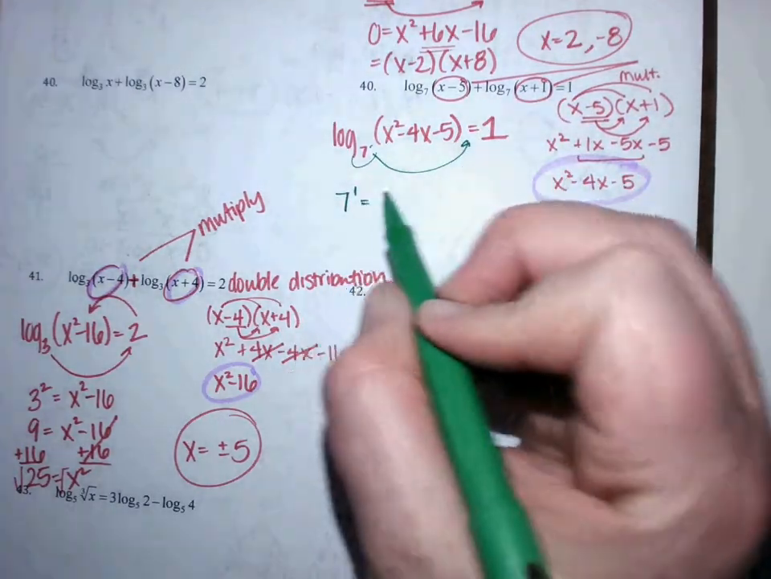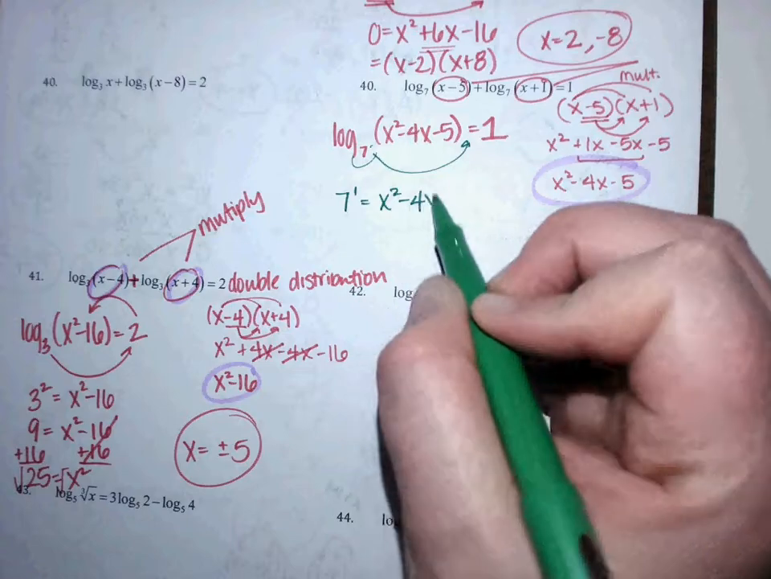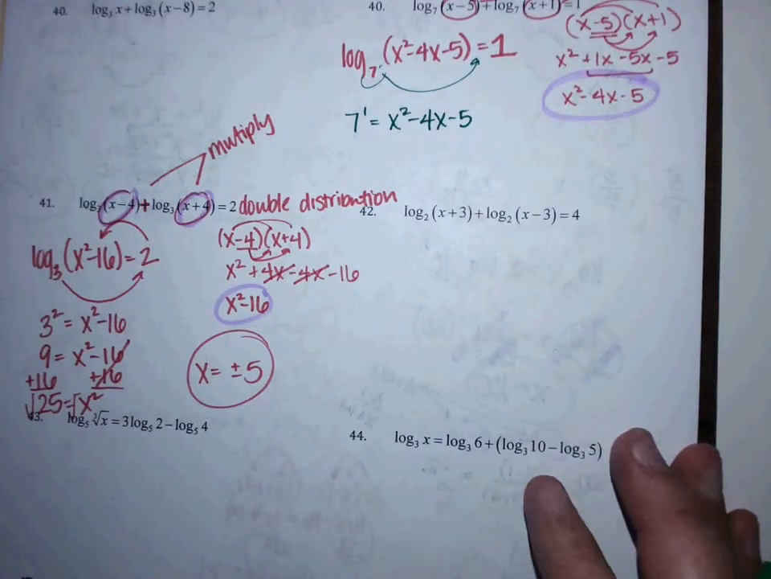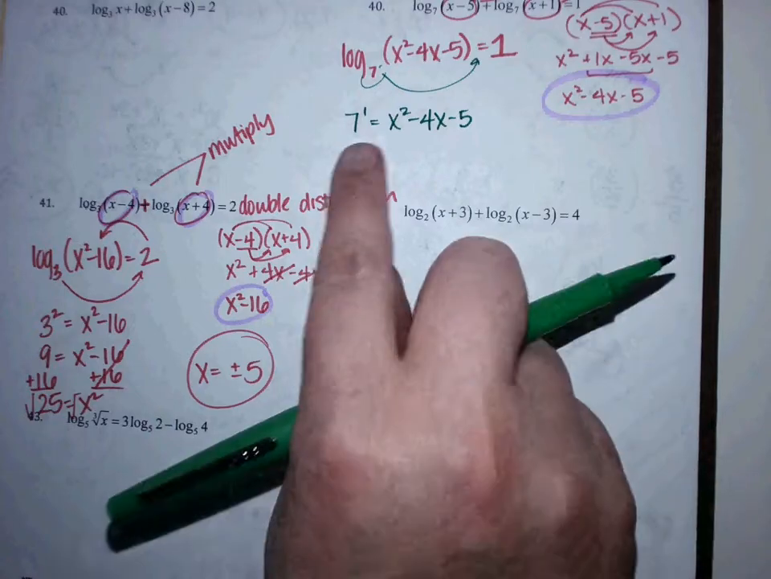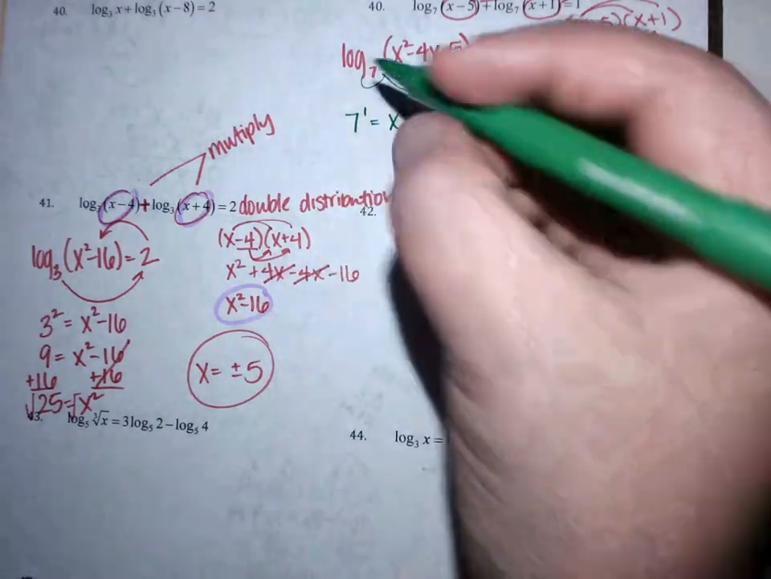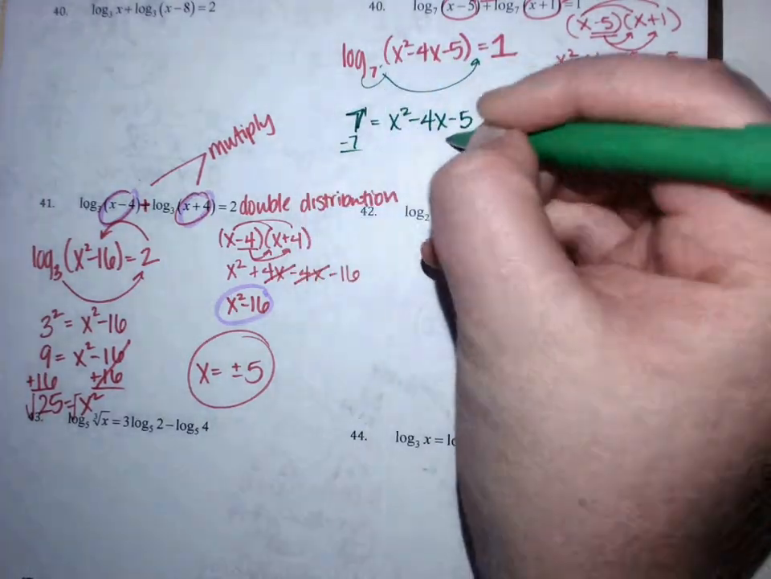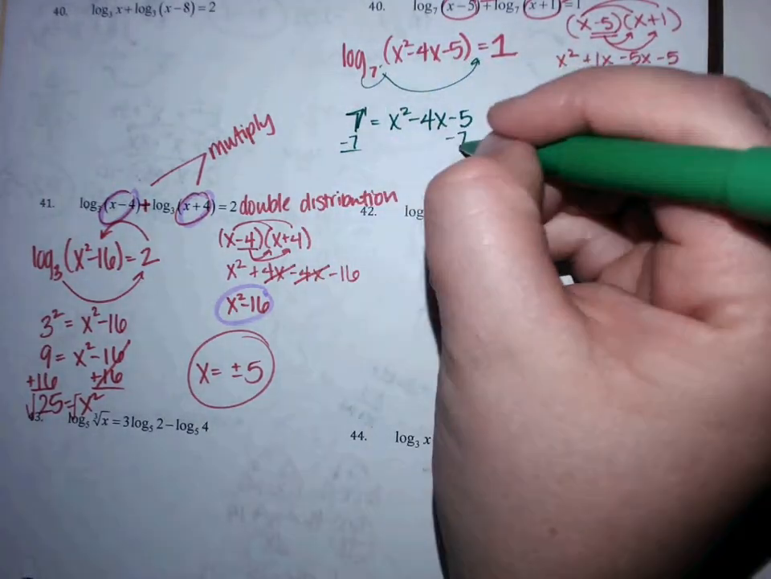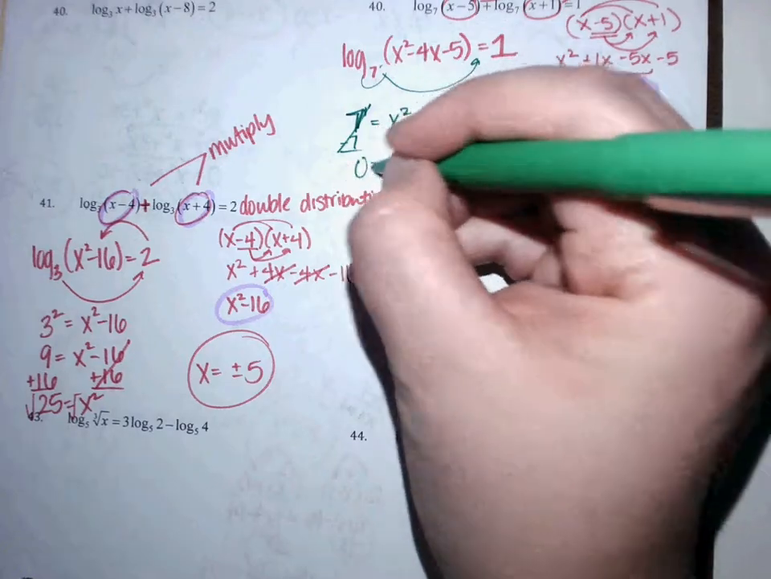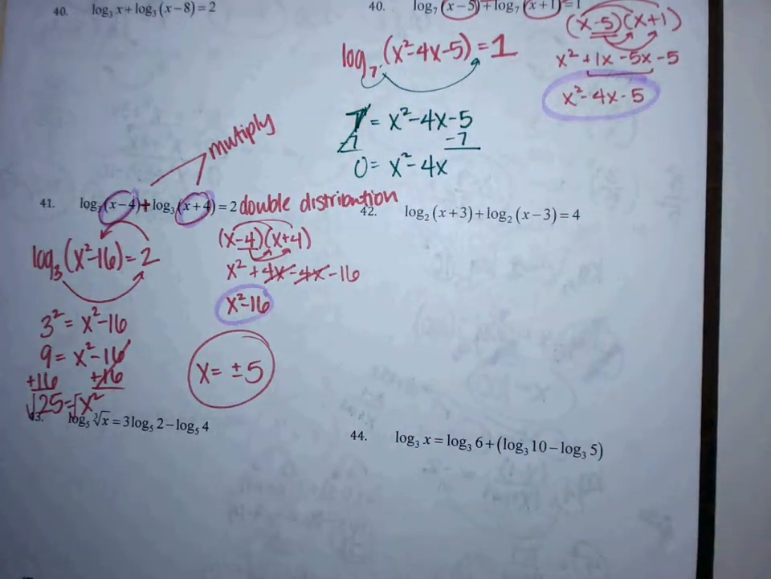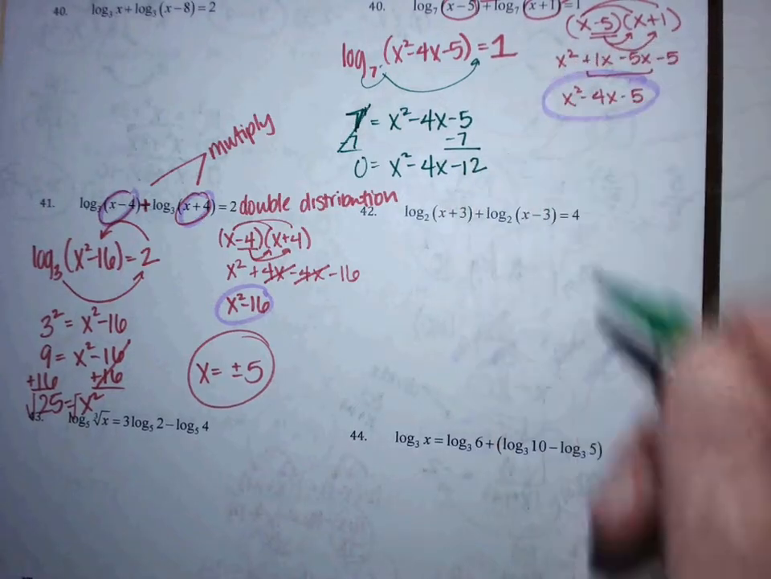7 to the 1, x squared minus 4x minus 5. Now remember, as we said, anything to the 1 stays the same. So that's really just a regular 7. So I can minus my 7 across here. 0 equals x squared minus 4x. Negative 5 minus 7 more is a minus 12.